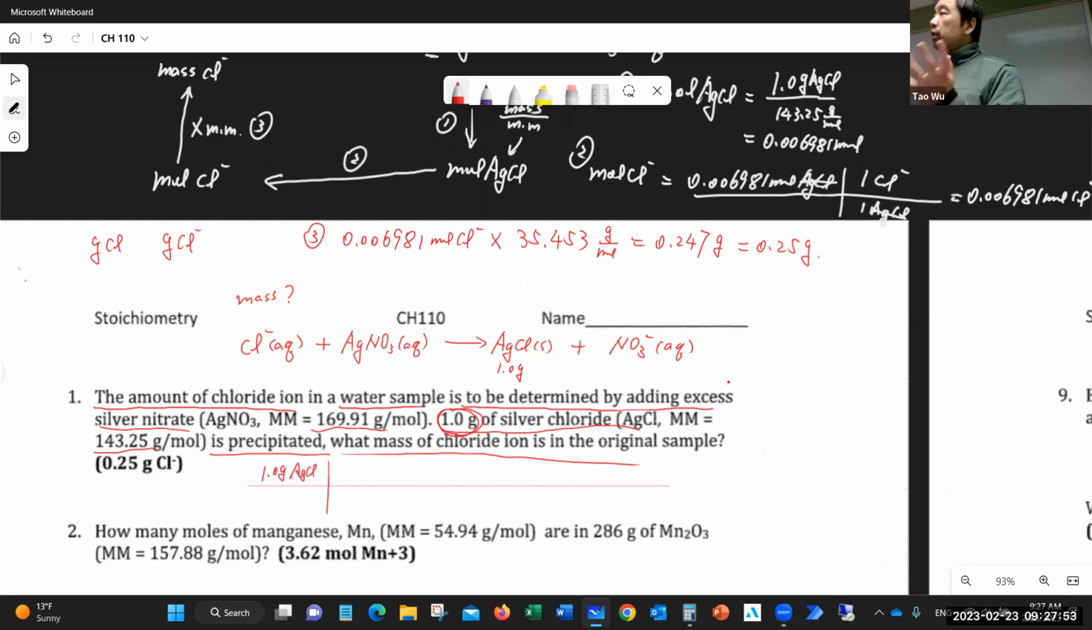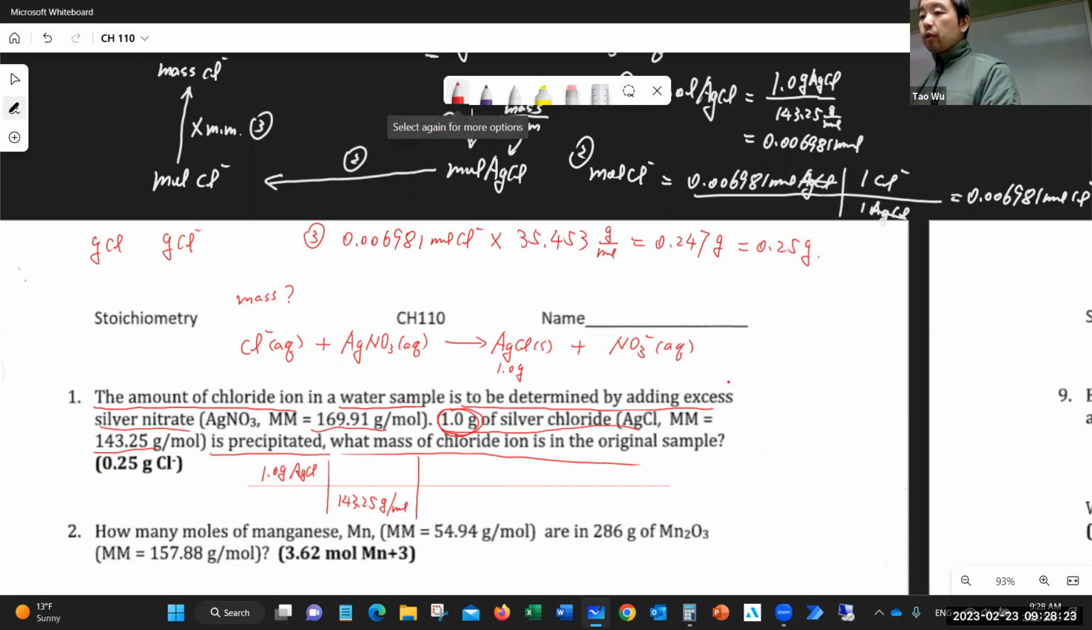And then you're going to divide by the molar mass, right? You divide by the molar mass. So you just write divided by the molar mass of this, which is 143.25 gram per mole. If you write it like this, that's fine. If you want to write the one there, that's fine, or even if you don't write anything, that's totally fine.